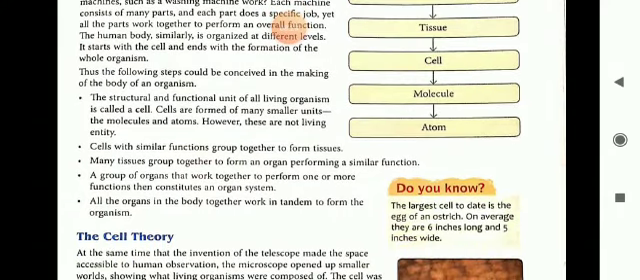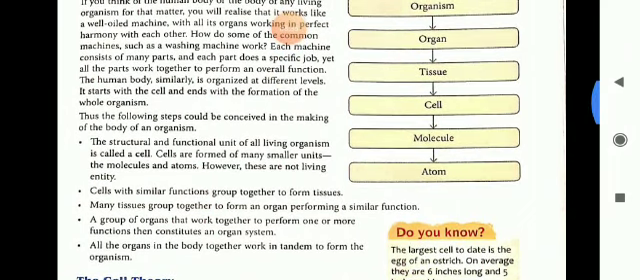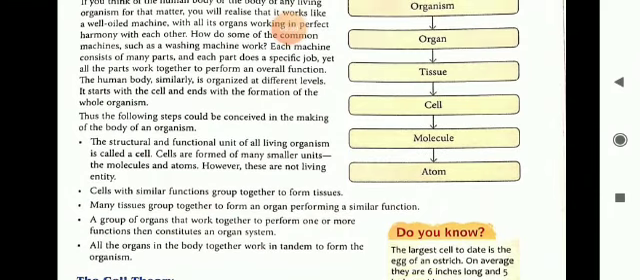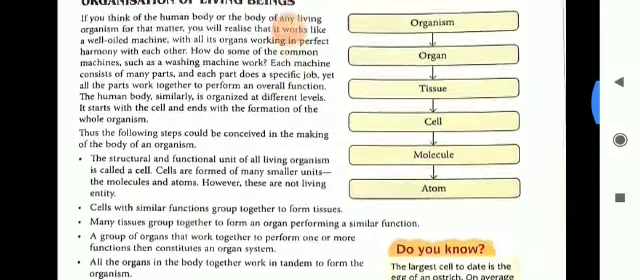Many cells join together to form a tissue, which performs a similar function, and this is known as tissue. Then many tissues group together to form an organ performing a similar function. Then organs combine together and work together to perform one or more functions and constitute an organ system.